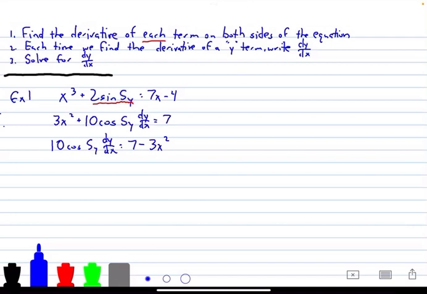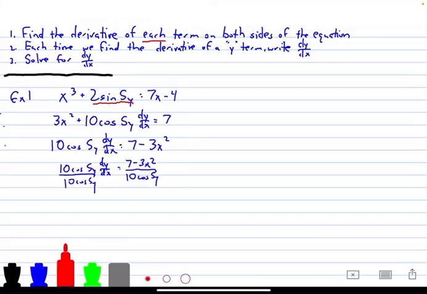And last, we want to solve for dy over dx. So to do this, we're just going to divide both sides by 10 cosine 5y. Alright, we want to divide both sides here. That cancels. So our final answer gives us dy over dx is equal to 7 minus 3x squared over 10 cosine 5y.